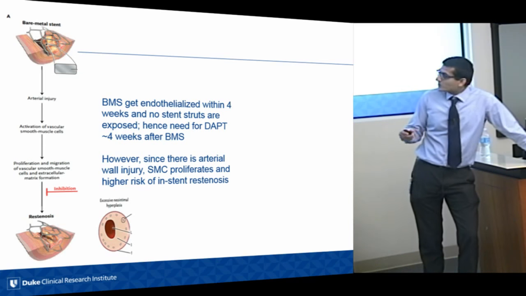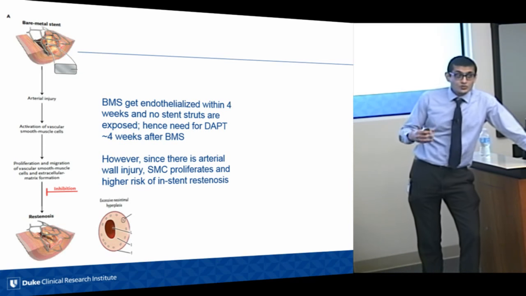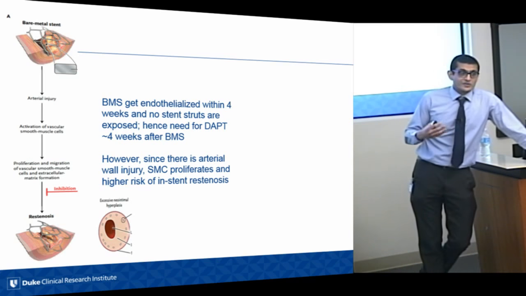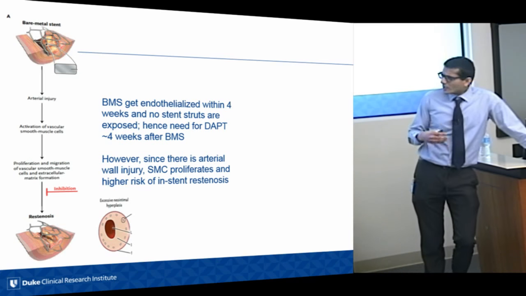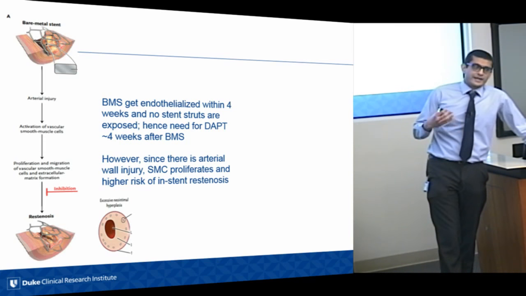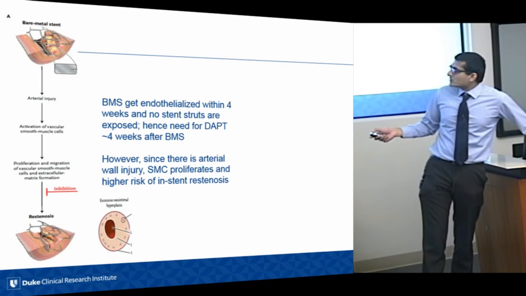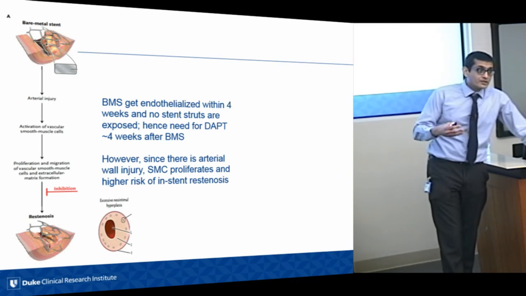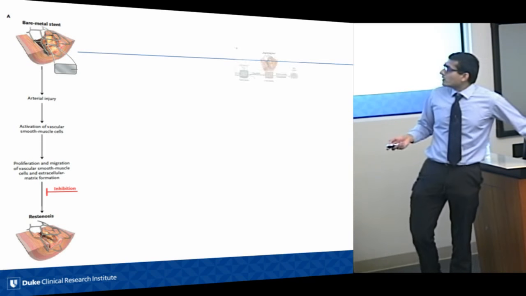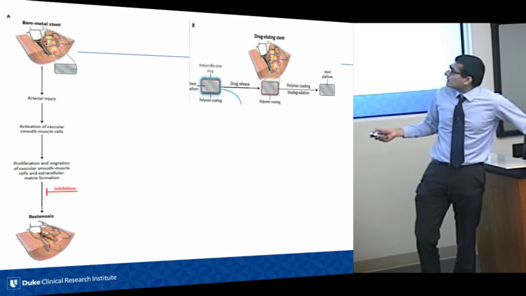However, in bare metal stents, there's usually arterial wall injury, there's smooth muscle cell proliferation, and a higher risk of in-stent restenosis. So what people thought is, why don't we put a drug, an anti-cancer drug, that prevents these smooth muscle cells from proliferating and preventing this risk of restenosis. And so drug-eluting stents were developed.